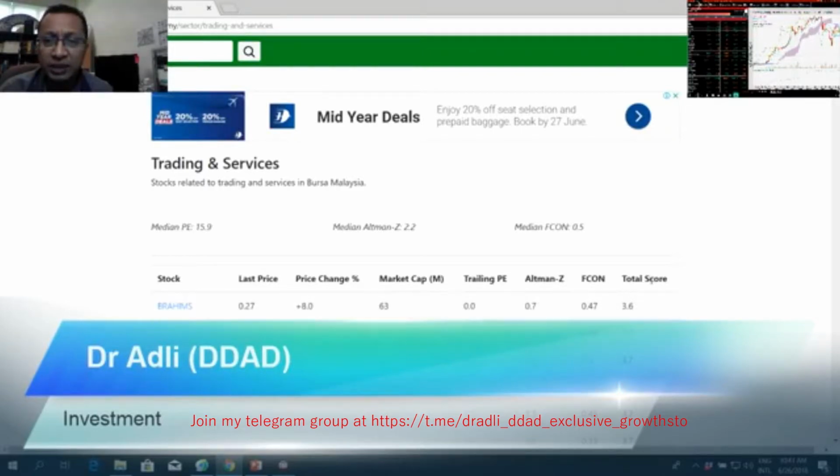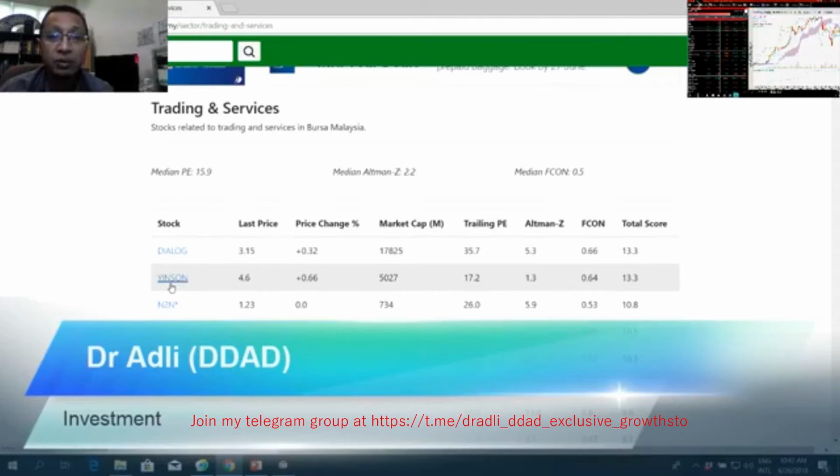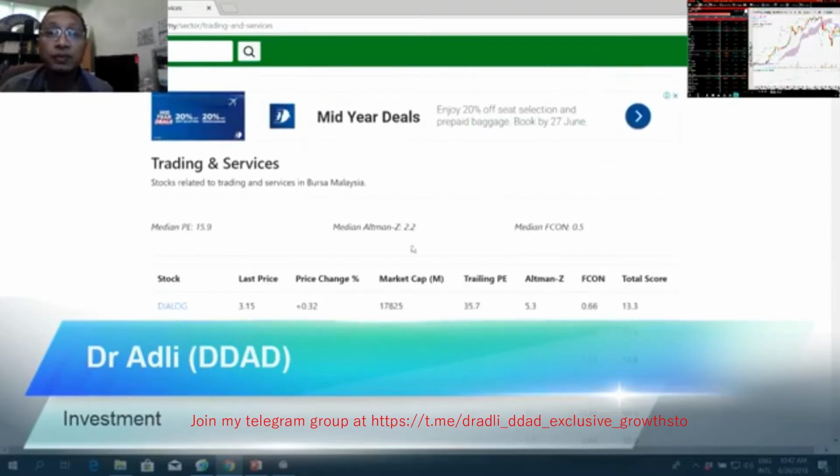All right, so let's say you want to find the best one. Looking at this, the highest score will be Dialog, followed by Yinson, then Petronas Dagangan, and so on. If you want to focus on Dialog, you can go for Dialog, or maybe you can go for Yinson, but you have to choose whether it's Sharia compliant or not.